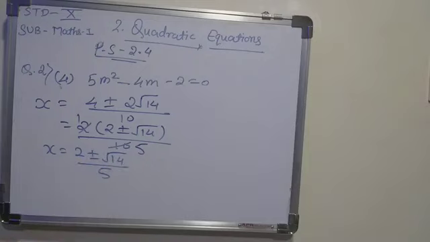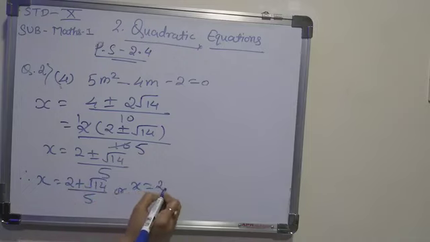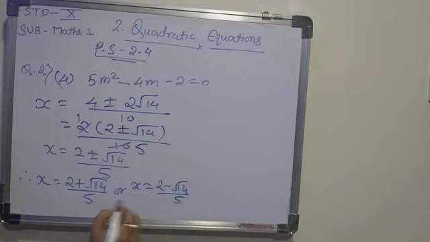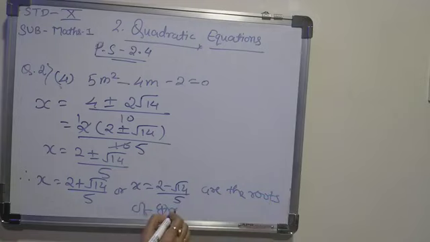So here are your two values of x. The first one is 2 plus under root 14 upon 5, or x is equal to 2 minus under root 14 upon 5. These two are the roots of the given quadratic equation. Clear? So this is how you are going to solve the quadratic equation by formula.